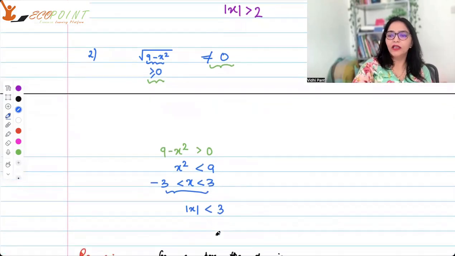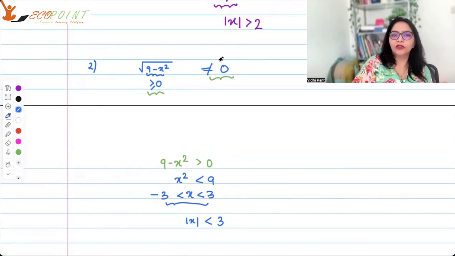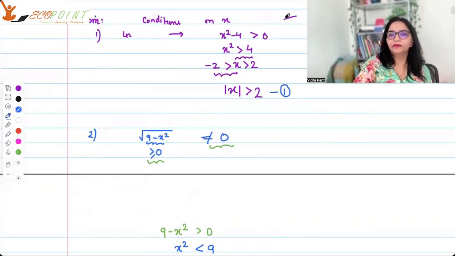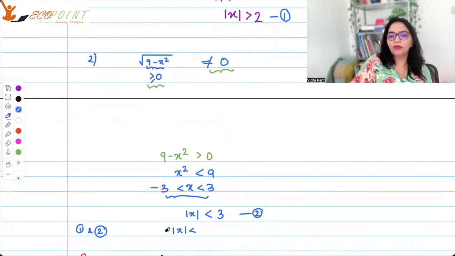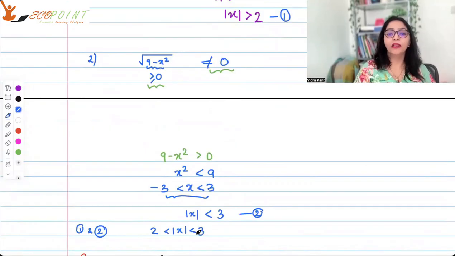All right. Now, you have two conditions. The first condition was here, mod x greater than 2, and the second condition is here. If you combine 1 and 2, what do you get? It gives you that modulus of x should be strictly between 2 and 3. Now try to open it up, or try to locate it on the number line.